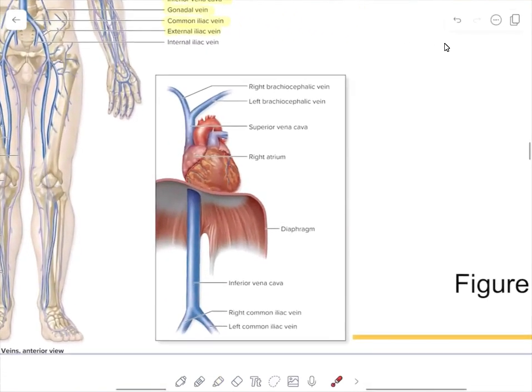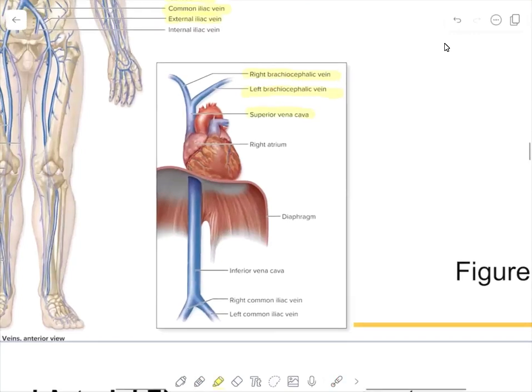For this inset in the diagram, it shows the right brachiocephalic vein and left subclavian, right brachiocephalic vein, left brachiocephalic vein, leading into the superior vena cava, which goes to the right atrium. In the lower part of the body here, we have everything from the legs leading to the left and right common iliac veins, which lead to the inferior vena cava, and then back into the right atrium.